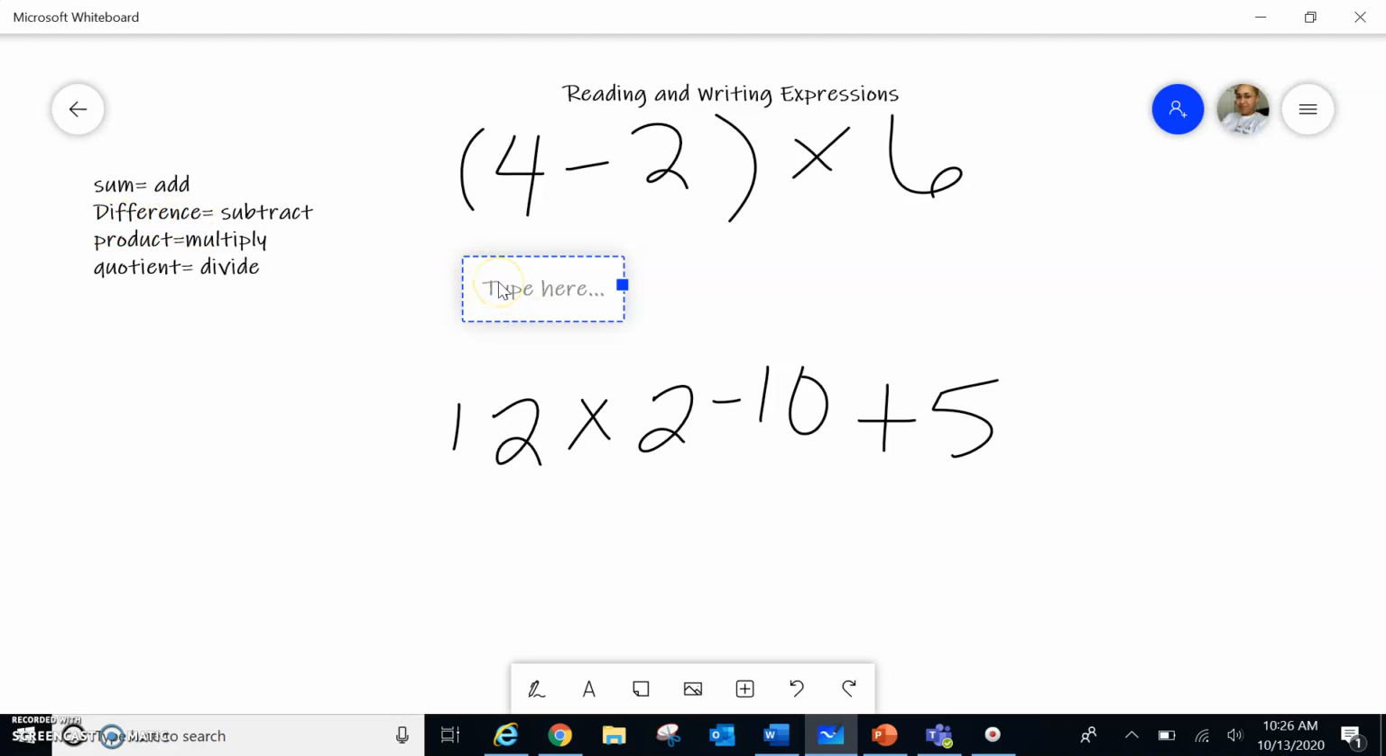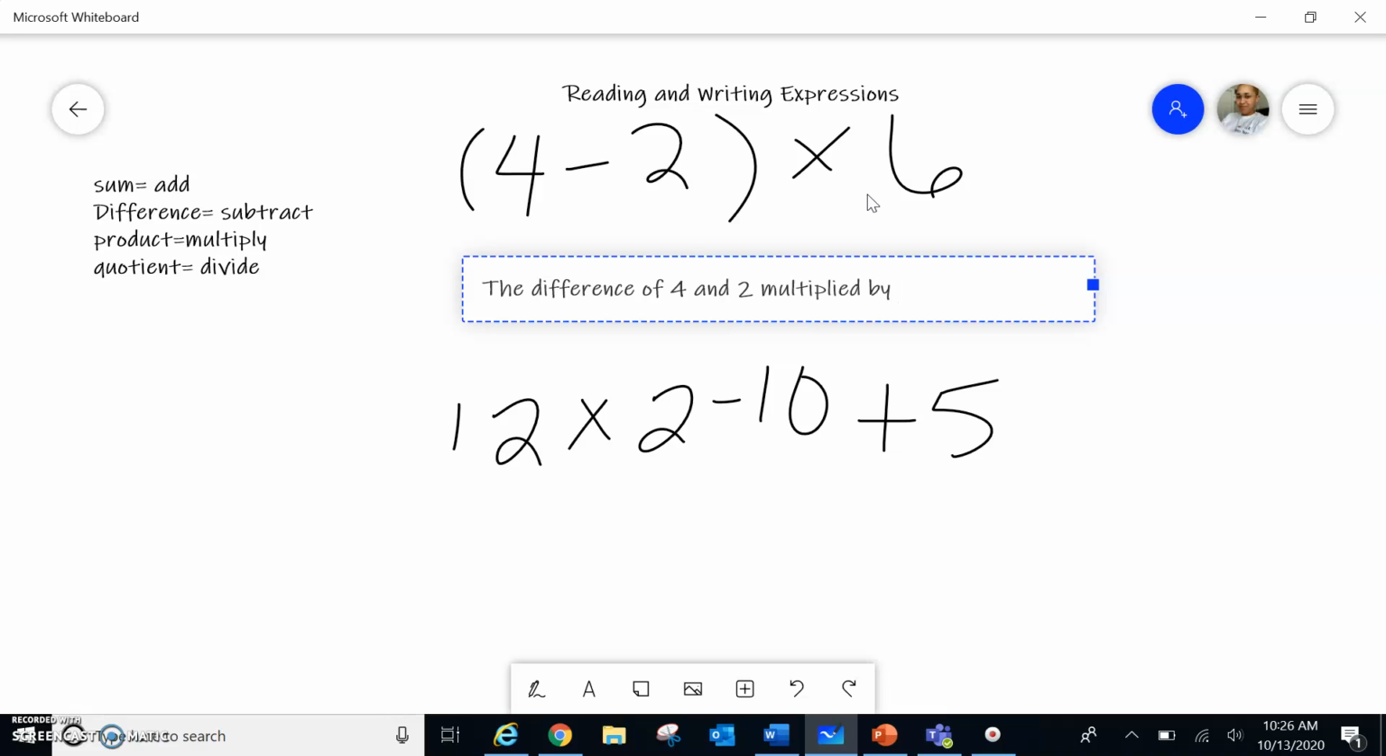So I want to write the difference of, let me stretch this out, of 4 and 2. Alright, and then the last thing, so once I find the difference, what am I going to do? I'm going to multiply by 6. So the difference of 4 and 2, you can say multiplied by 6, or you can say times 6. Alright, and that's all you have to do. So now we know we will find the difference of 4 and 2 first, and then we will multiply that by 6.